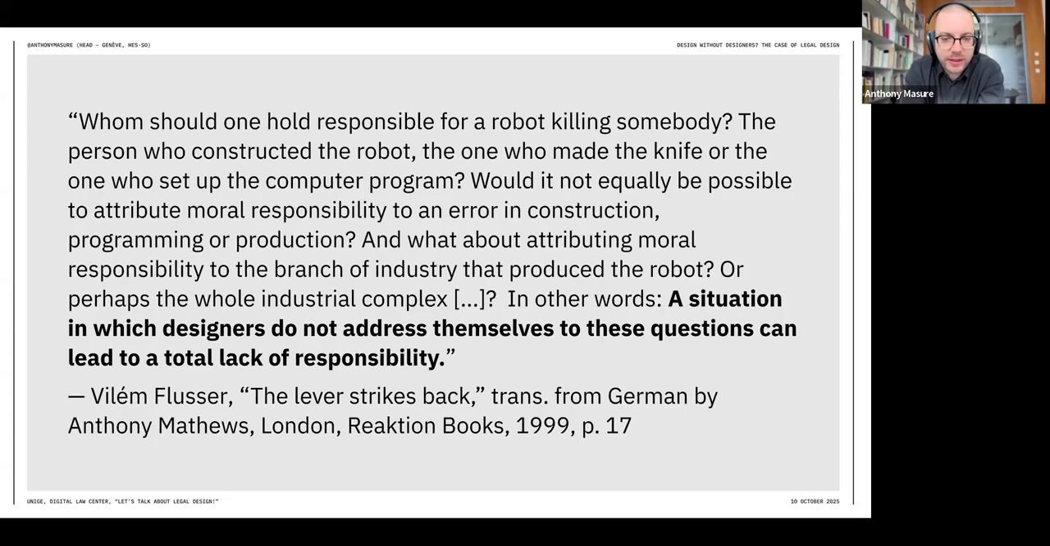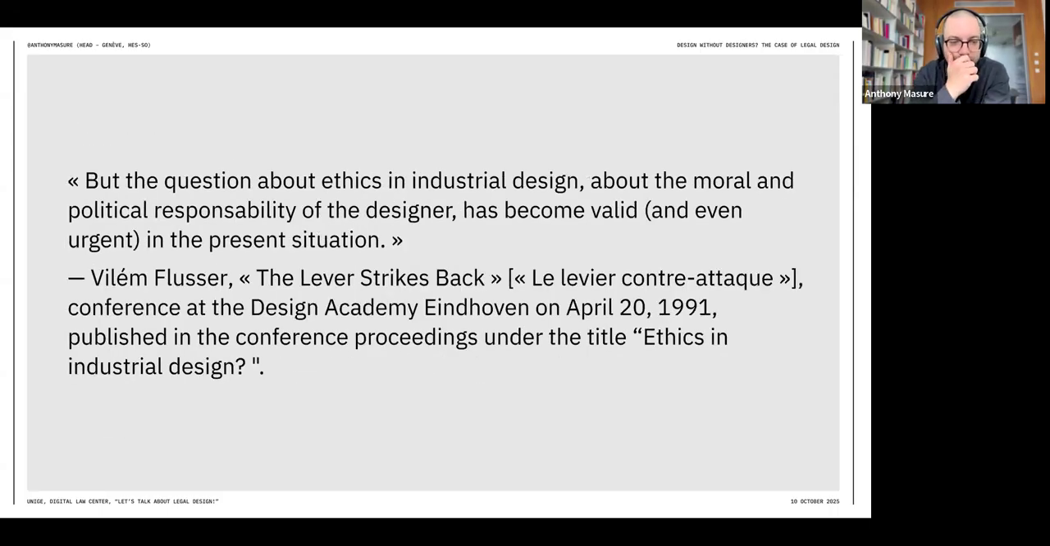And in another text, he raises an important question about the responsibility of designers. He wonders, for example, who is accountable if a robot kills someone. It's from 1999, but even before, because it's a posthumous paper. So at the time, much before AI, he already raised a lot of questions. Should it be the industrialists, the designers, another one, we don't know. So there is a link between design and responsibility or accountability. The question about ethics in industrial design, about the moral and political responsibility of the designer, has become valid in the present situation. So it's a tricky question for legal design, because usually the people who master ethics and responsibility are the lawyers, but it could also be the designers.